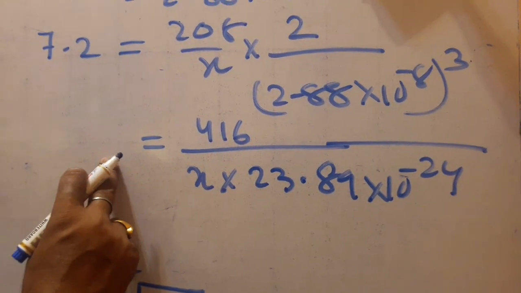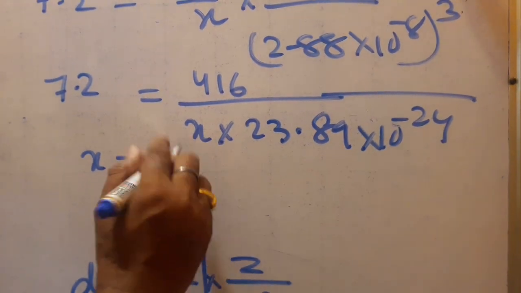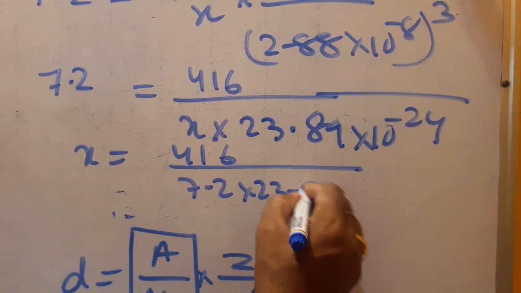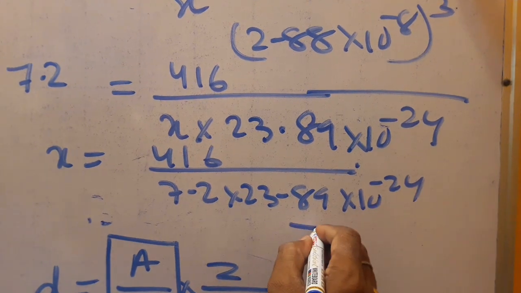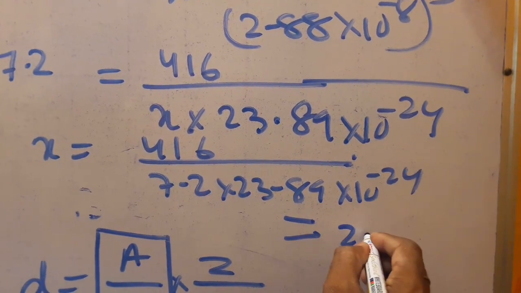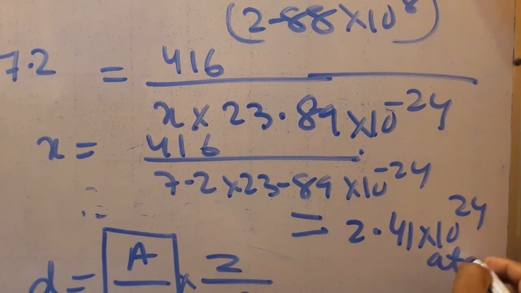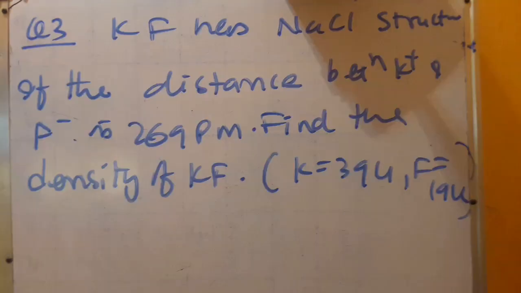Okay, now it is your 7.2. So now if you solve for x, it will be 416 by 7.2 into 23.89 into 10 to the power minus 24. Its value is found to be about 2.41 into 10 to the power 24 atoms. Okay, this is the number of atoms present in 208 gram of the element.